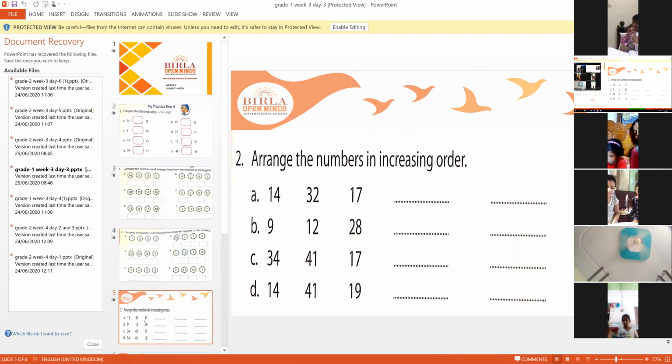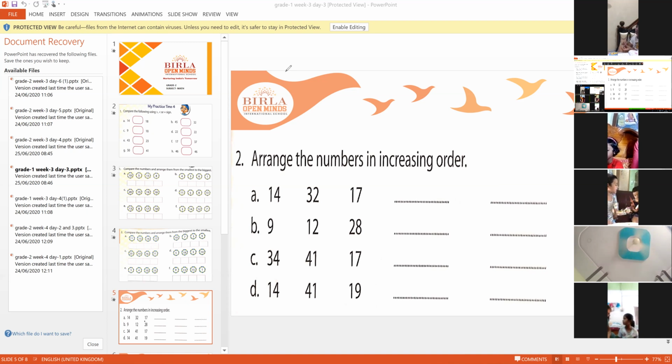Yes. So children, your question number 2 is, you have to arrange the numbers in increasing order. Increasing order means when you have to arrange the numbers from smallest to biggest, children. Okay? So, see here, your first bit is, you have to arrange the numbers 14, 32 and 17. And you have to write the correct answer in the given blank space. Okay, children?